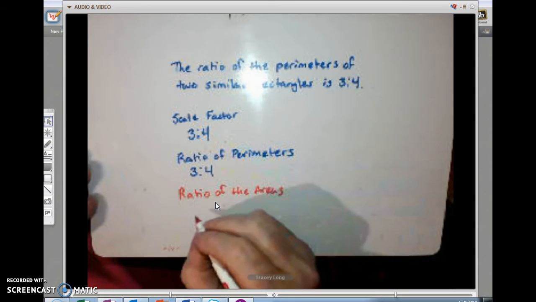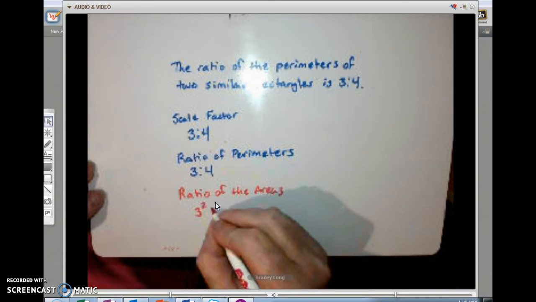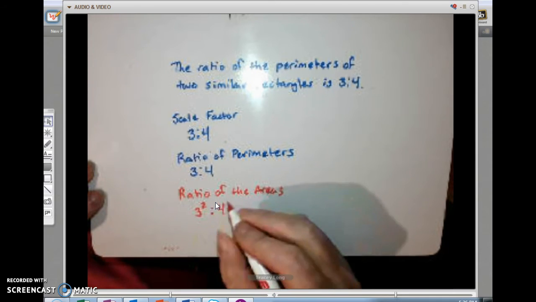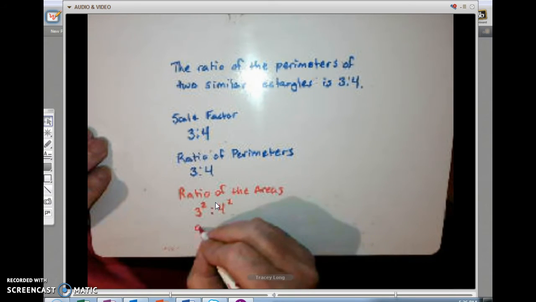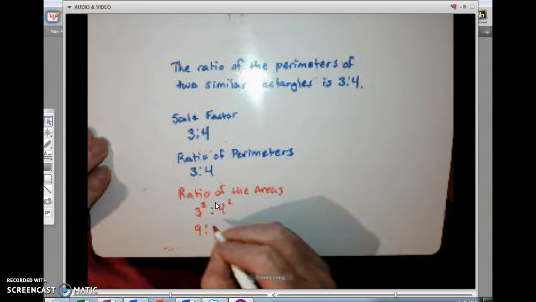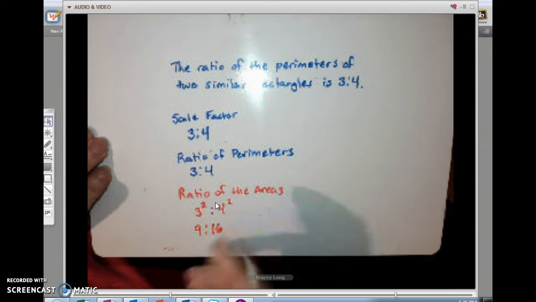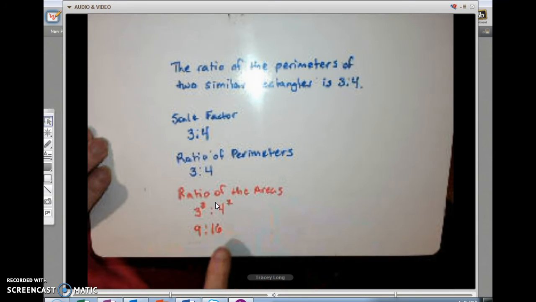So I'm going to say 3 squared as it's related to 4 squared. Now, how would I put that in my calculator? I would say 3 times 3 is 9. 4 times 4 is 16. So the ratio of the areas would be 9 to 16 because I had to square the scale factor.